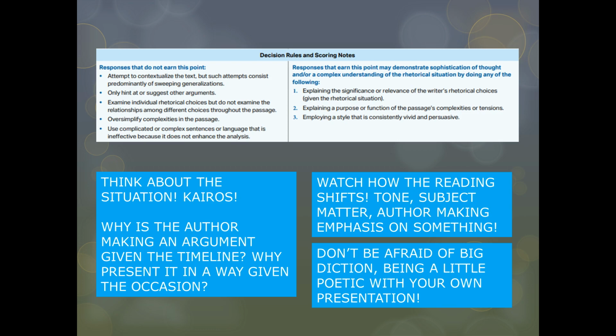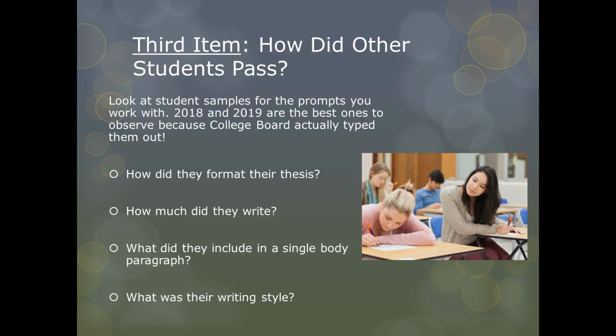In the third step, you want to look at other students' works. These are the people who College Board have deemed 6 out of 6 or 9 out of 9. So in this case, you want to make sure that you look back to their work, the prompts that they wrote for, and how they were able to establish a thesis. How much did they write? What did they include in a single body paragraph? What was their writing style? How did they earn all those different categories?